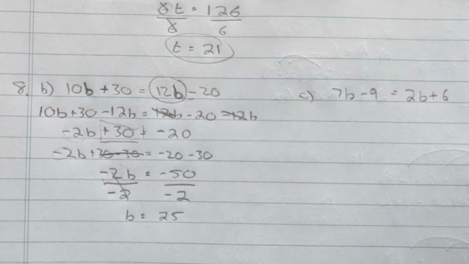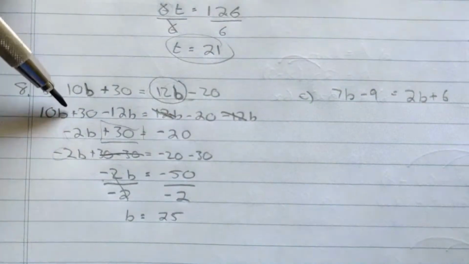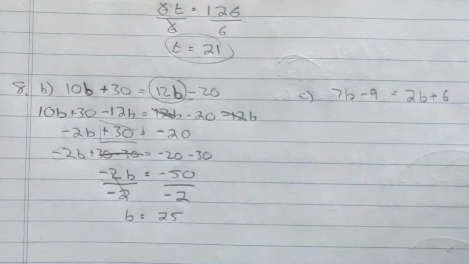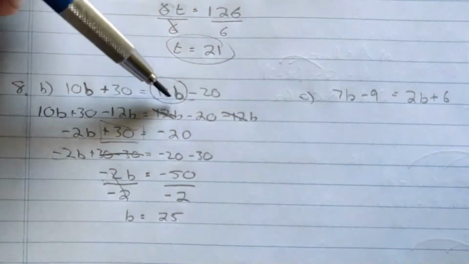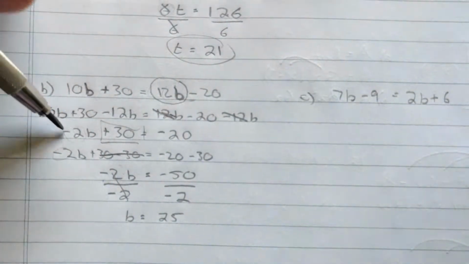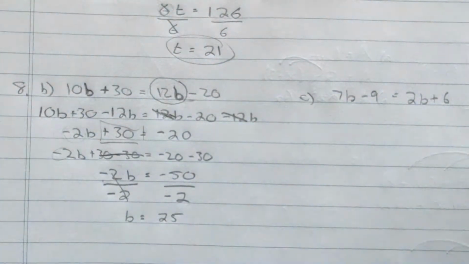So again, what happened here that made it different in the first step is that we had the b on either side. So we have to move all the b's to one side so that we can end up solving for that b. And so that's what we did. We moved this 12b over to the other side by subtracting, and then we were able to get to an equation like we had when there's only one variable hanging around that we can solve for.